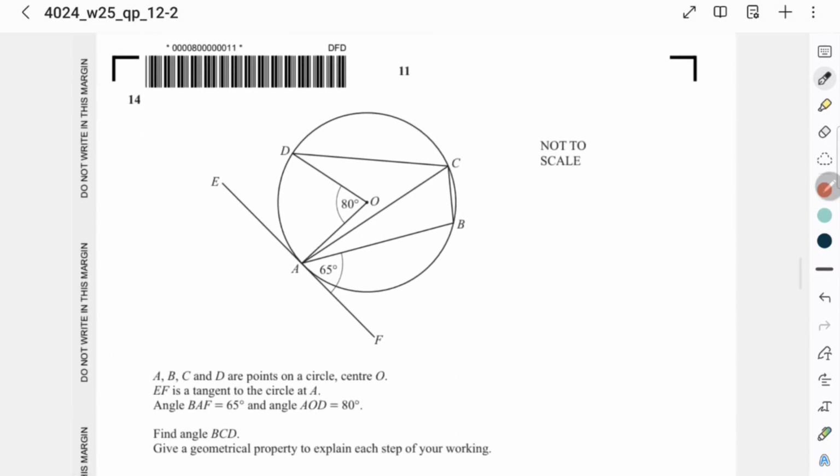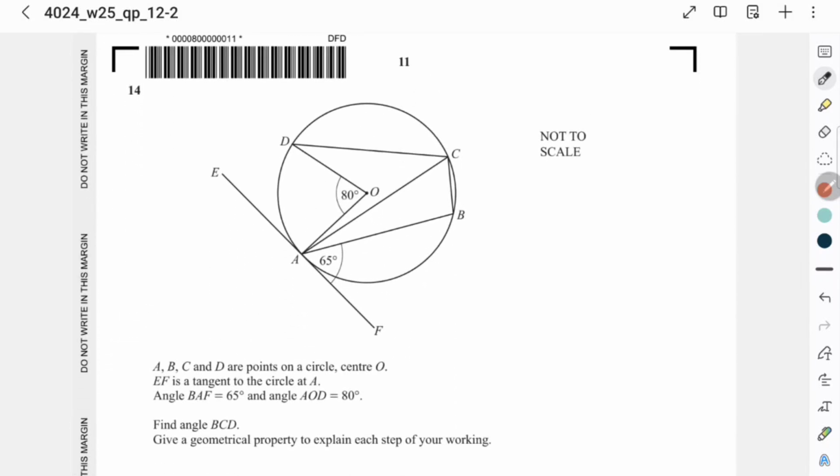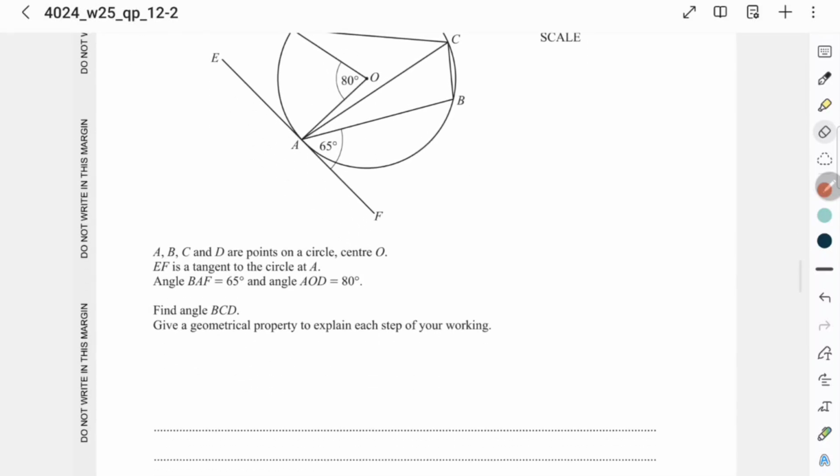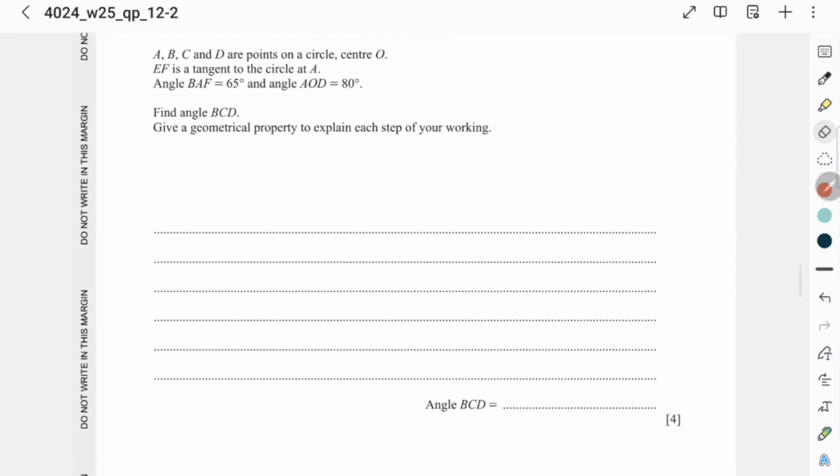In question number 14, angle properties of circle, we can see that angle at center is twice the angle at circumference, and we also know that this is an alternate segment question. So let's begin. And we have the radius also here, but no isosceles triangle already drawn. So ABCD are points on the circle with center O. EF is a tangent given, BF is 65 given, AOD is 80. We'll have to find out the value of the angle BCD. Give geometrical property to explain each answer step by step, and it's a 4 marks question.